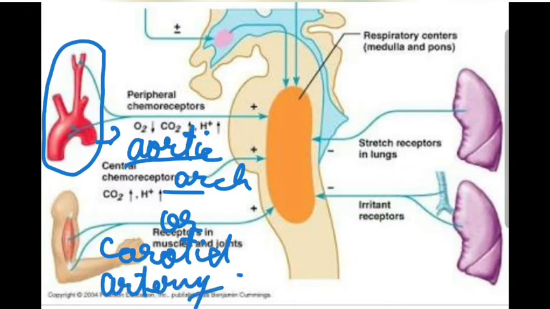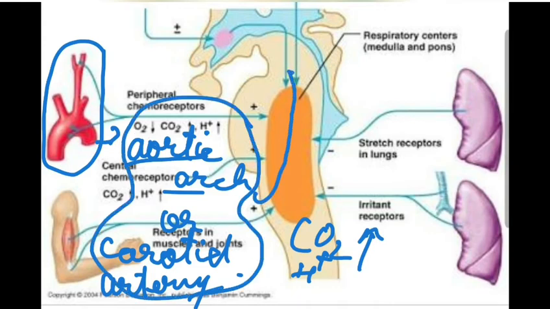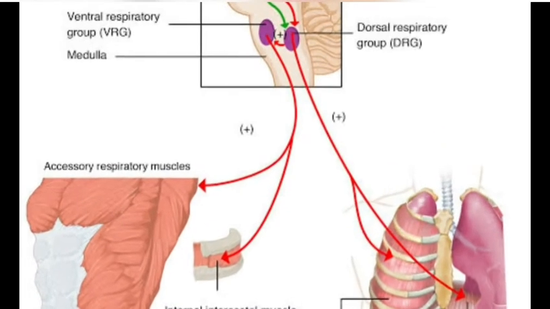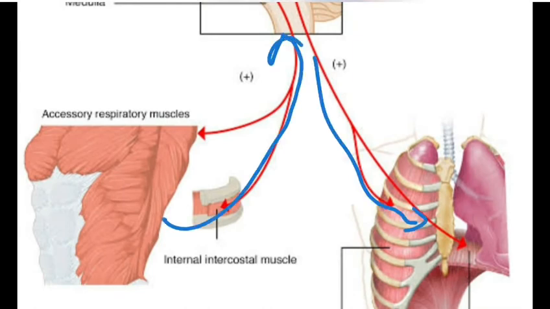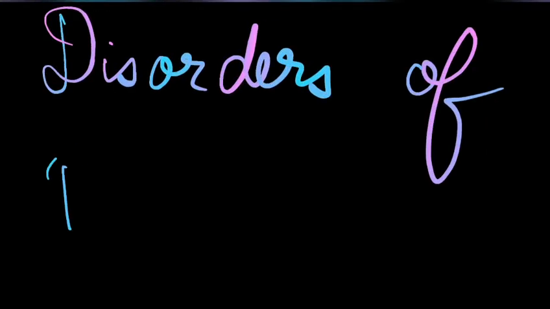Similar effects can also be seen with receptors associated with the aortic arch and carotid artery, which also detect changes in CO2 and hydrogen ion concentration and can send signals to the rhythm center to eliminate these. The role of oxygen is not much considered in this. Now let's move to the disorders of the respiratory system.